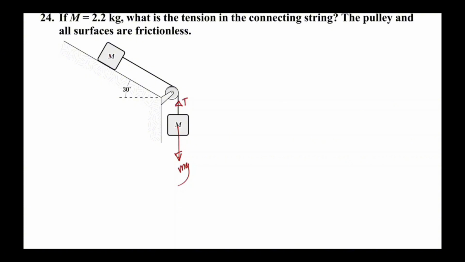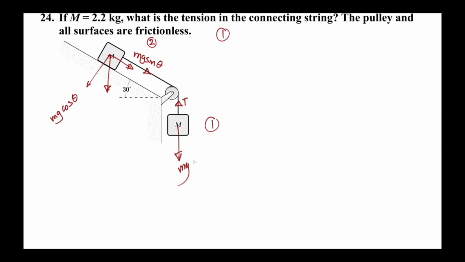Now, we have here the weight, and when we analyze the weight, it will be mg sine theta and mg cosine theta, and the tension here is directed this way. Now, let's name it 1 and 2.